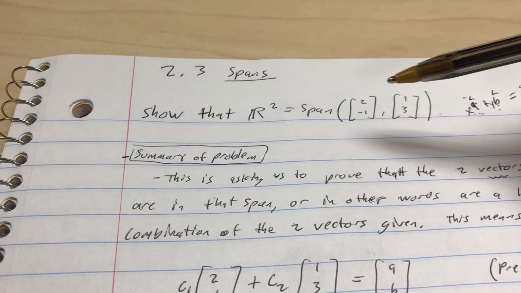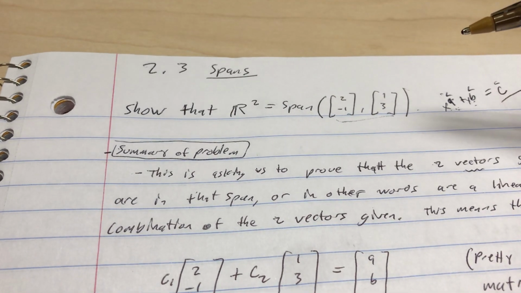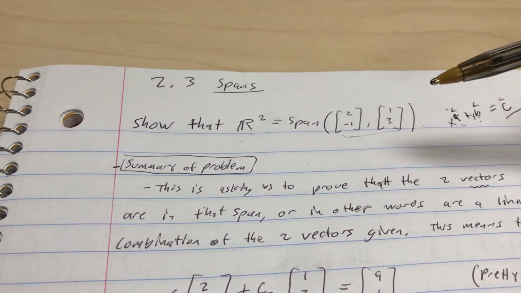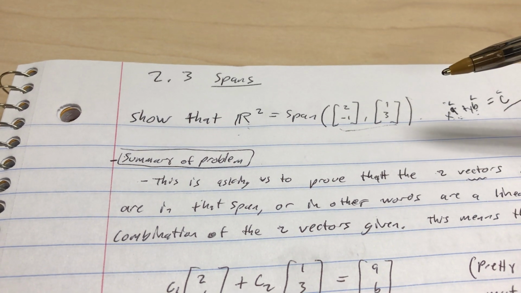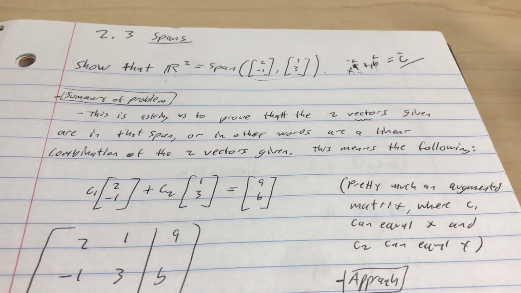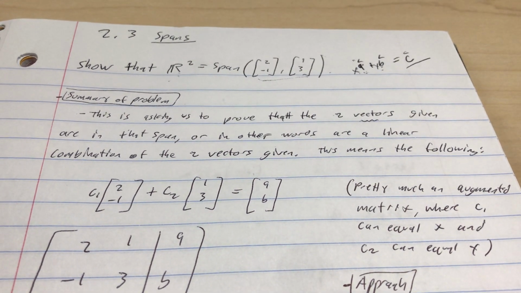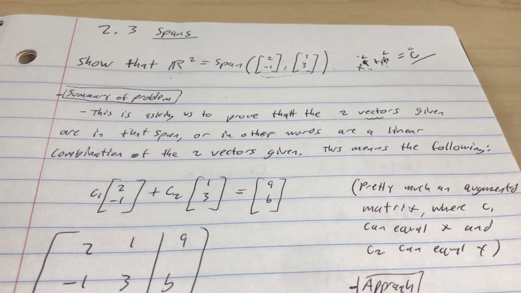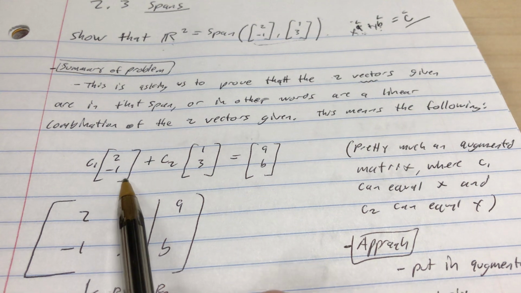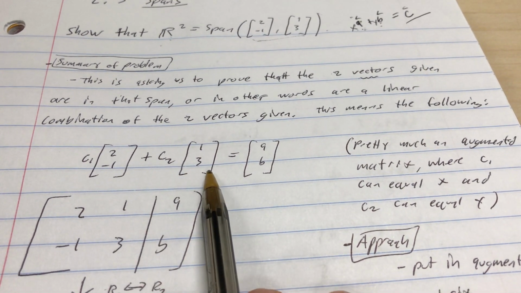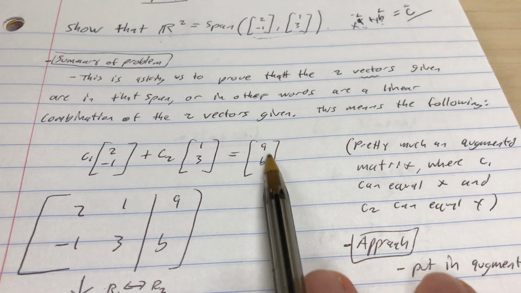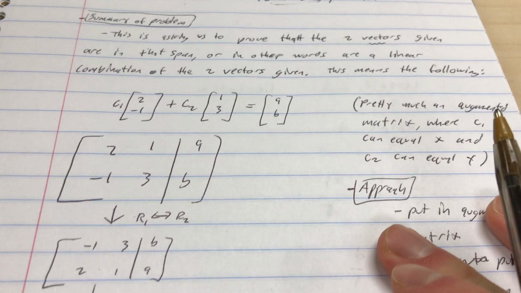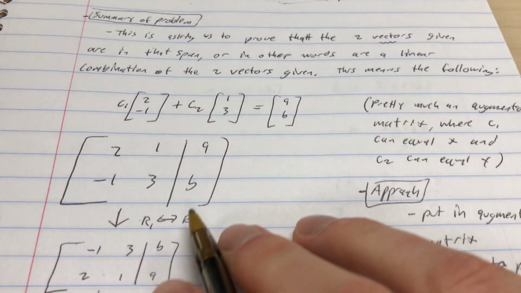And so what this is asking is to show that these two are in a span, or specifically, the span of R2 equals the span of these two. So how we are going to approach this is we want to solve it like we would a normal linear combination, which means we put in this equation of C1 times that vector plus C2 times that vector is equal to this vector, if you could call it that. So then from this point, you can put it in an augmented matrix.